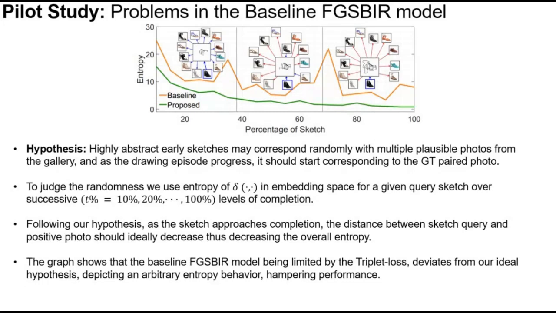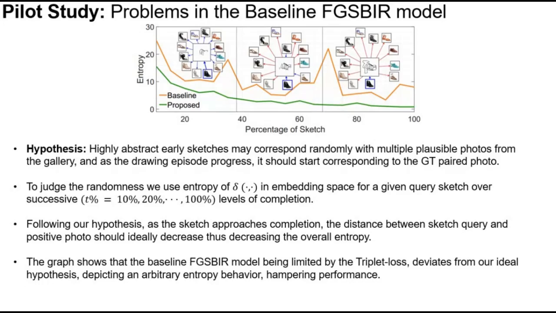Now, entropy being a faithful indicator of randomness, we judge the randomness using entropy of distance in the embedding space for a given query sketch over successive levels of completion. Following our hypothesis, as the sketch approaches completion, the distance between the sketch query and positive photo should ideally decrease, thus decreasing the overall entropy.